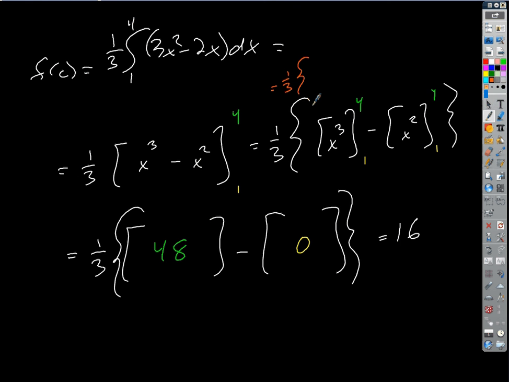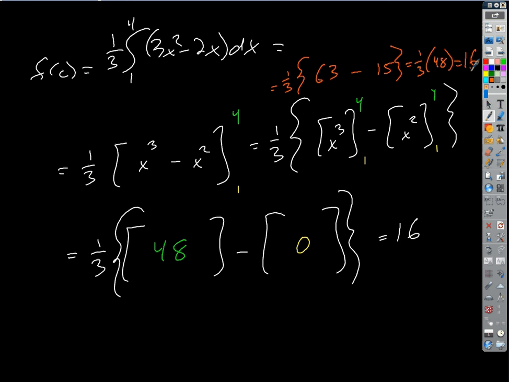What's this one going to be? 4 cubed minus 1 cubed is, what was that? 63? 63. Minus 4 squared minus 1 squared is 15, okay. Well, 63 minus 15 is 48, right? Which is also 16. So take your pick, right?